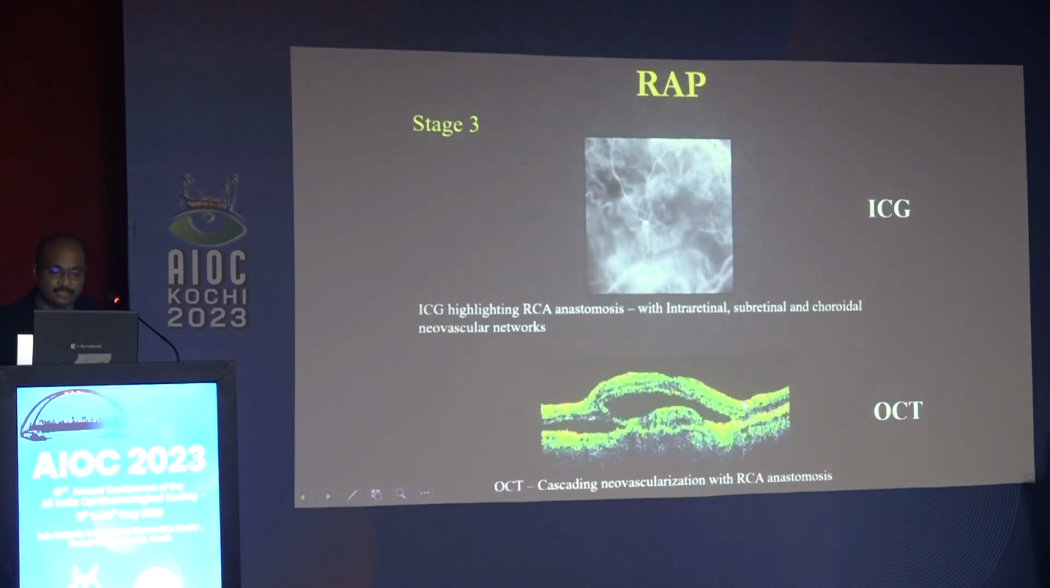And third stage is when the RAP lesion dips inside or under the RPE. So ICG highlights the retinochoroidal anastomosis with intra and subretinal and choroidal networks here, and you can see this cascading neovascularization with the RC anastomosis.